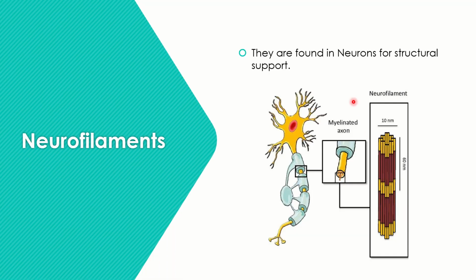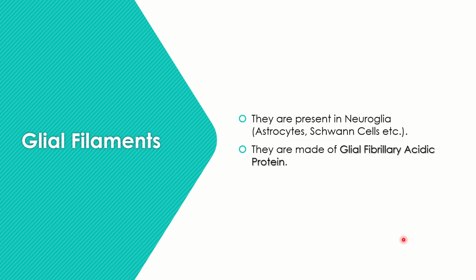Neurofilaments are found in neurons for their structural support. Here is the neuron, and here inside it, in the core of it, there is the neurofilament. Glial filaments are present in neuroglia, which are the supporting cells of the nervous tissue, the astrocytes and the Schwann cells and the other cells, and the oligodendrocytes as well. They are made up primarily of the glial fibrillary acidic protein.